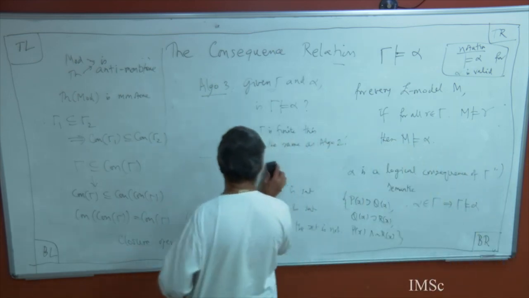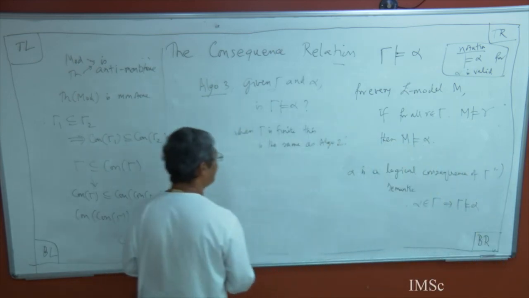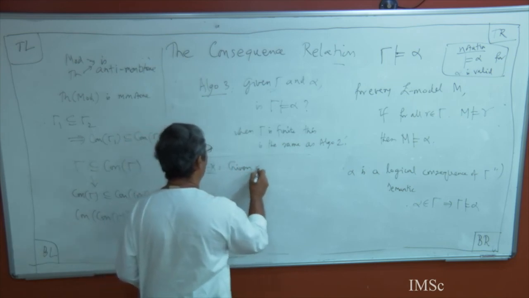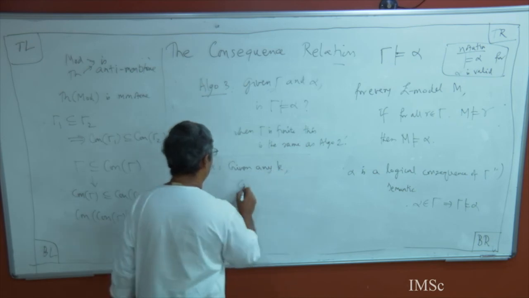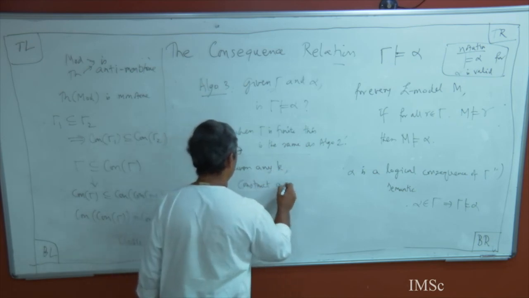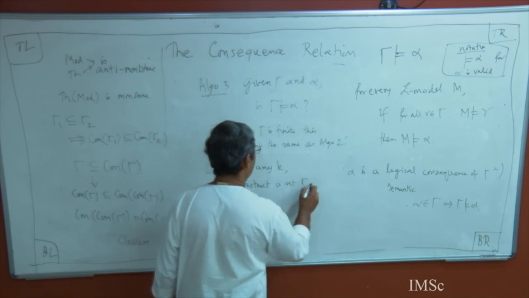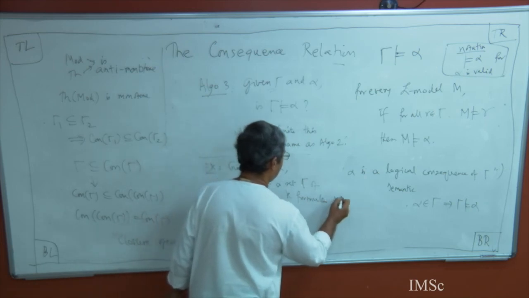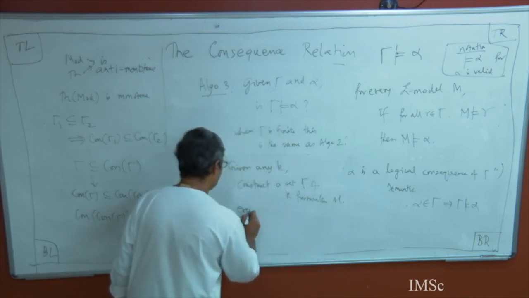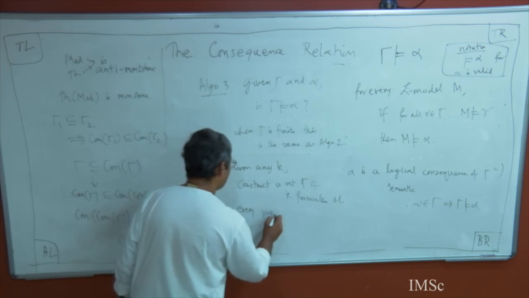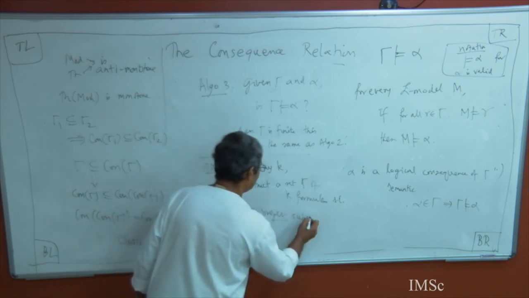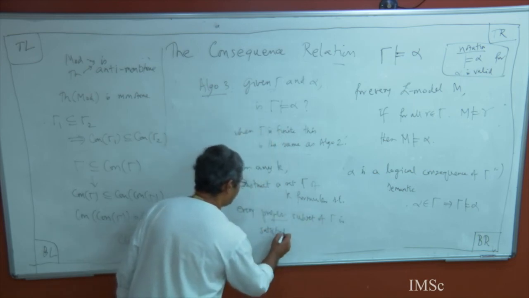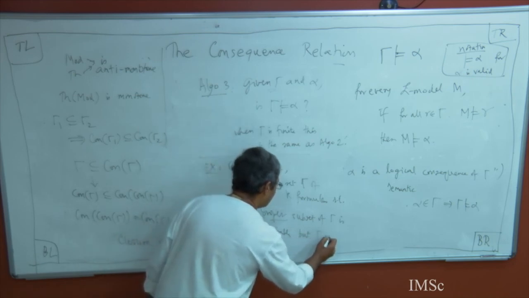So clearly, here is an exercise for you to take up and do. Given any k, construct a set gamma of k formulas such that every proper subset of gamma is satisfiable, but gamma is not.